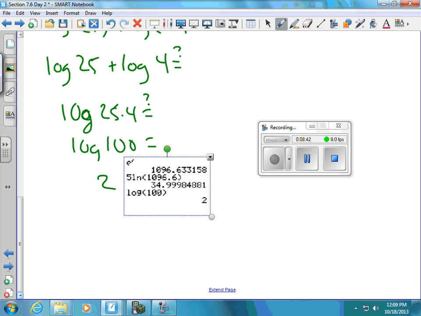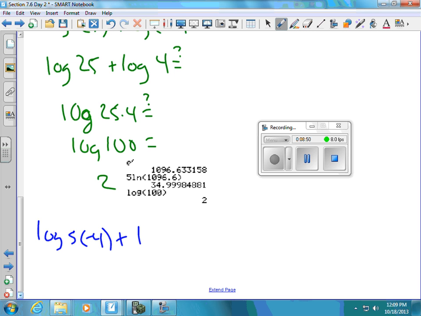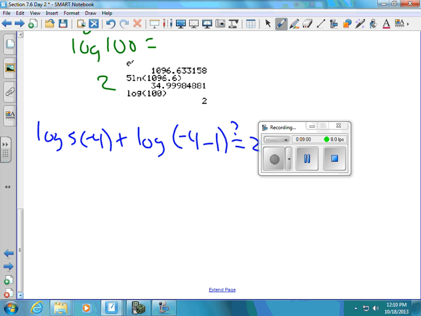Well, for negative 4, we have to check that as well. So we do log base 5 of negative 4. I'm going to write this one in blue just so we can see the difference. Plus log base 10 of negative 4 minus 1. Does that equal 2? So we get log of negative 20 plus the log of negative 5.